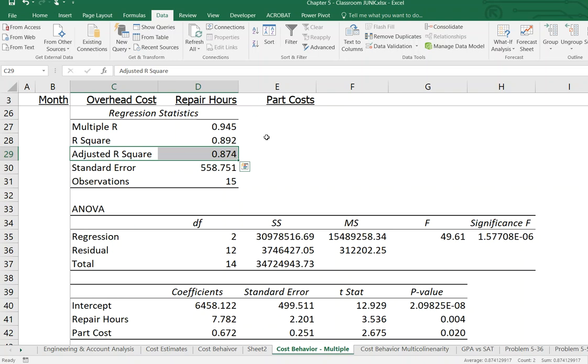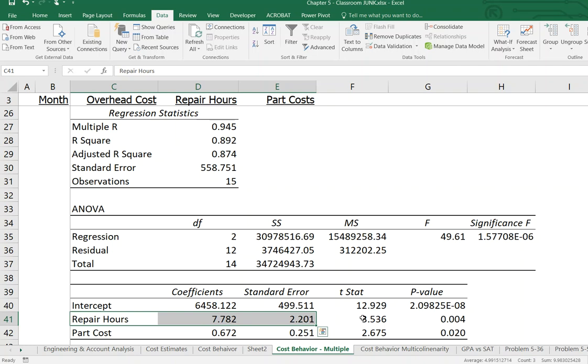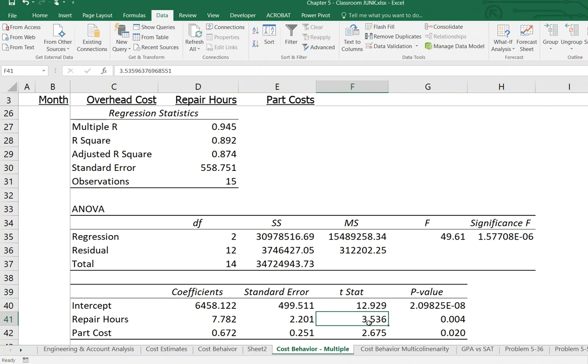Let's look at the significance of both of these additional variables. Repair hours. By itself, recall, we estimated the repair hours coefficient would be 12.5. We've got a different estimate now for our repair hours because we've got an additional variable in our regression equation adding additional information. In terms of our standard error, we would still say that our repair hours is a relatively significant variable. Our t-stat is 3.5. So in other words, it is 3.5 standard deviations away from 0.